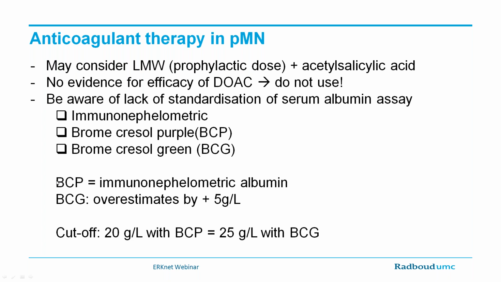And I summarize this by saying that the BCP gives you the same value as the immunonephelometric albumin assay, which is a gold standard, I think. And the BCG assay overestimates the serum albumin value by 5 grams per liter, meaning that a value of 20 grams per liter with the BCP assay gives you a value of 25 grams per liter with the BCG assay. And if you use cutoff values of 20 or 25 grams per liter to define nephrotic syndrome or to start anticoagulant treatment, you need to be aware what is the technique used in your hospital.